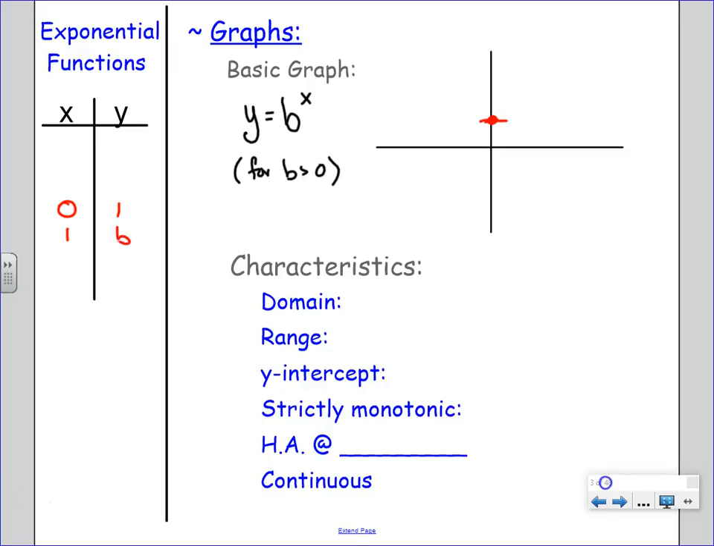Well, b to the 1 is b, right? It'd be whatever number is in the base. If I plug in 2, now it's b squared. What's going on with b? It's growing, right? Let's go on with my function, it's growing. However, that's not going to quite be accurate.